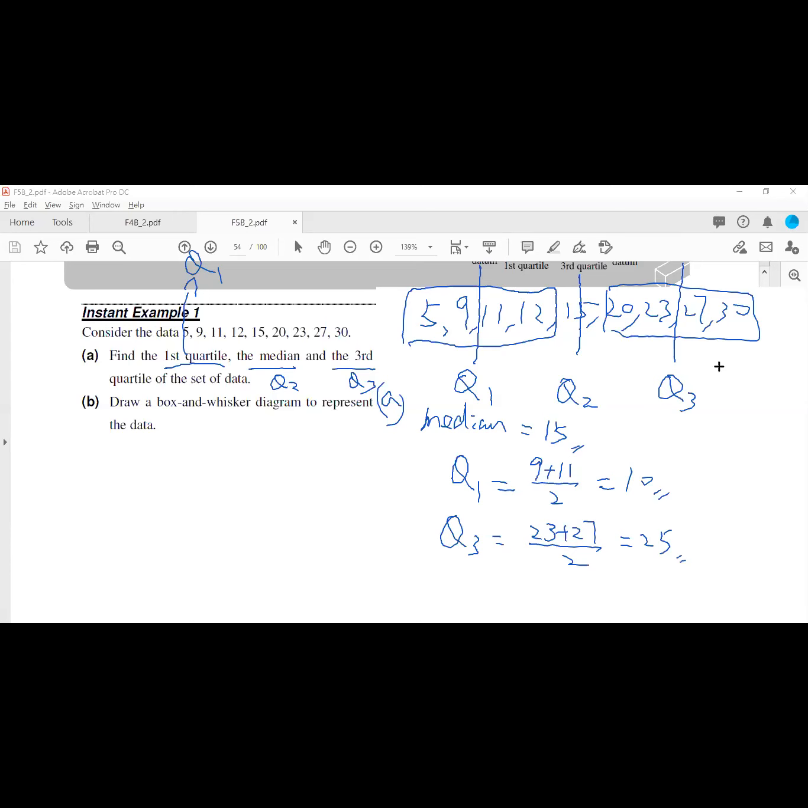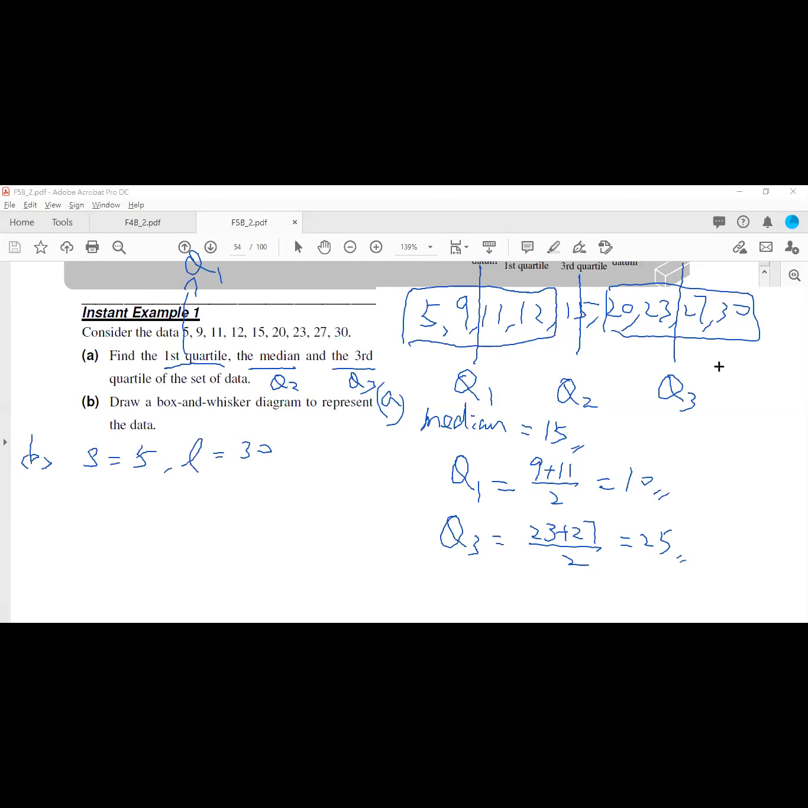Okay, next part B. Draw a box and whisker diagram to represent the data. We also need to find the smallest datum and the largest datum. The smallest datum is 5. Largest datum is 30. Okay? Well, actually, we do not need to do calculation. We just check which one is smallest, which one is largest will be okay.